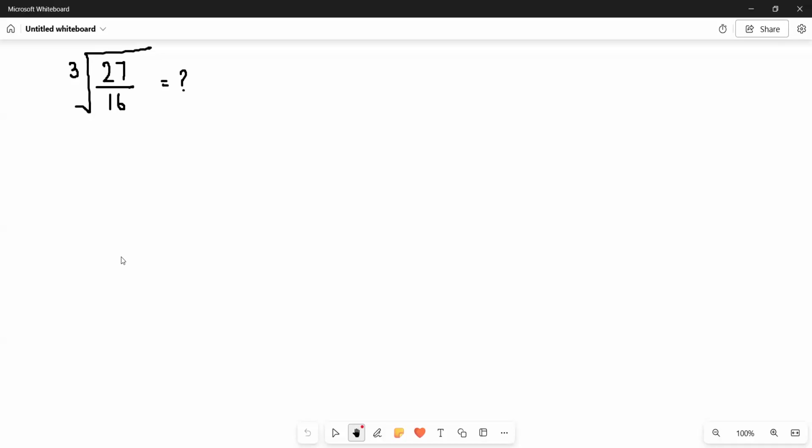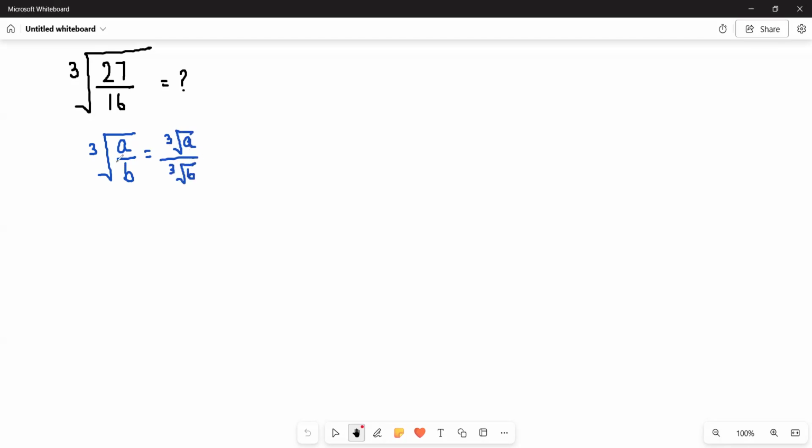So here's a cube root puzzle that looks impossible at first. That is cube root of 27 by 16. Most students get stuck here, but I'll show you the easiest trick to crack it in seconds. So our rule reminder says that cube root of a by b, we can write it as cube root of a by cube root of b.